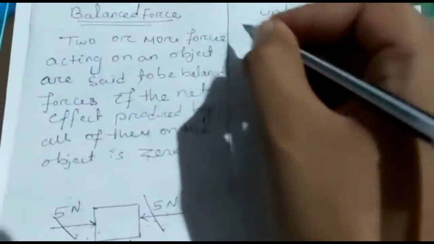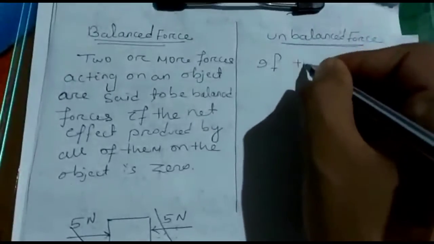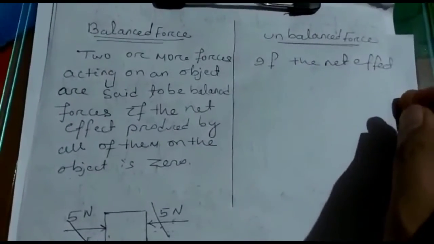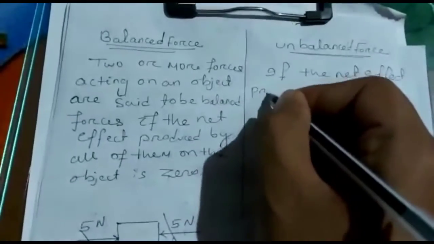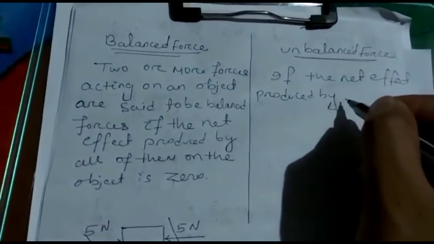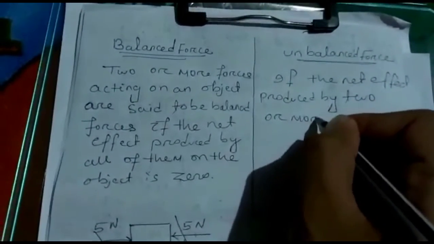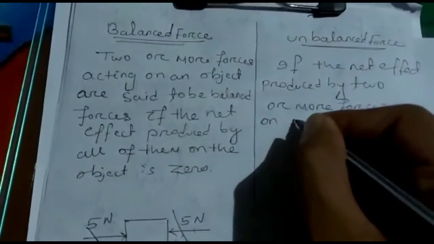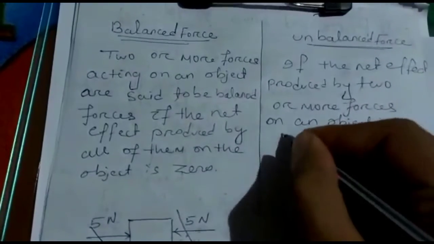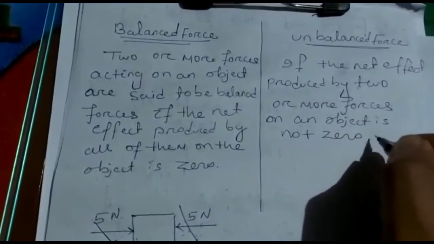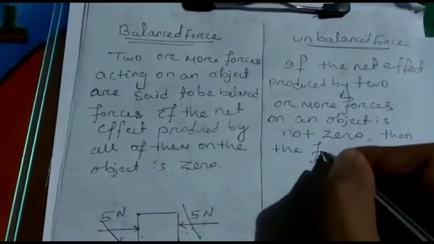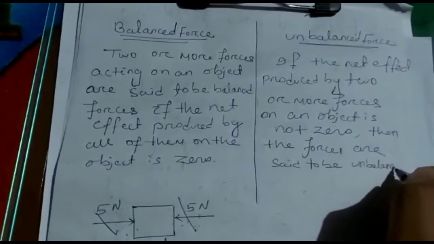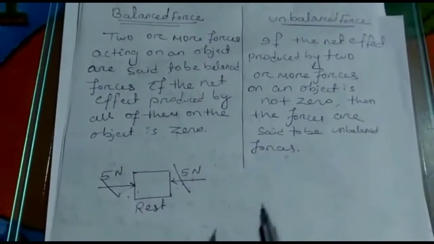Now come to unbalanced force. If the net effect produced by two or more forces on an object is not zero, okay, then the forces are said to be unbalanced forces.